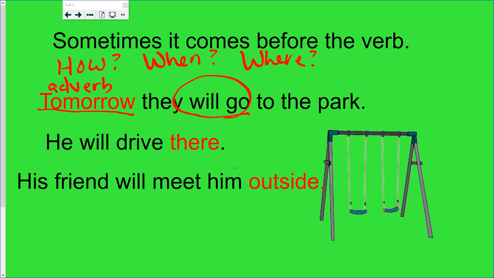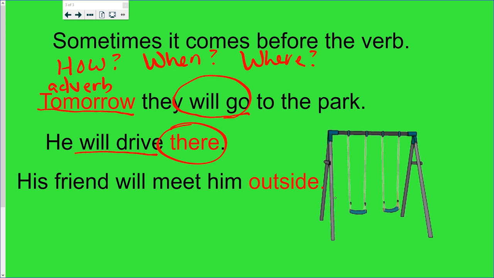He will drive there. Will drive, we find our verb. Well, how will he drive? When will he drive? Where will he drive? In this case, we have he will drive there. Okay, shows where he drives. Where does he drive? He drives there.